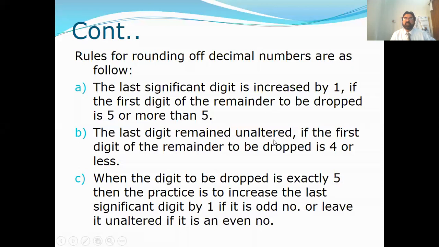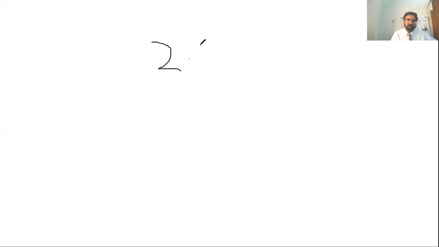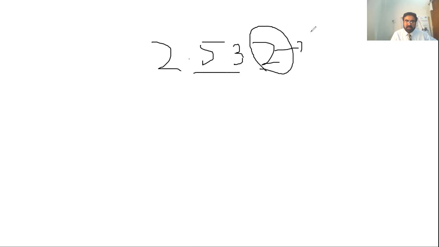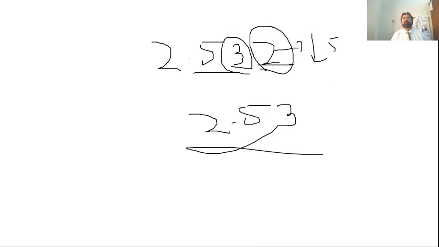The last digit remains unaltered if the first digit of the remainder to be dropped is 4 or less. Now, in another example, let me give you an example. 2.532. If you want to go up to 2 digits after the decimal, you have to remove this one. Now look at this digit. If it is less than 5, you have to remove it and leave this unaltered. So it will become 2.53.